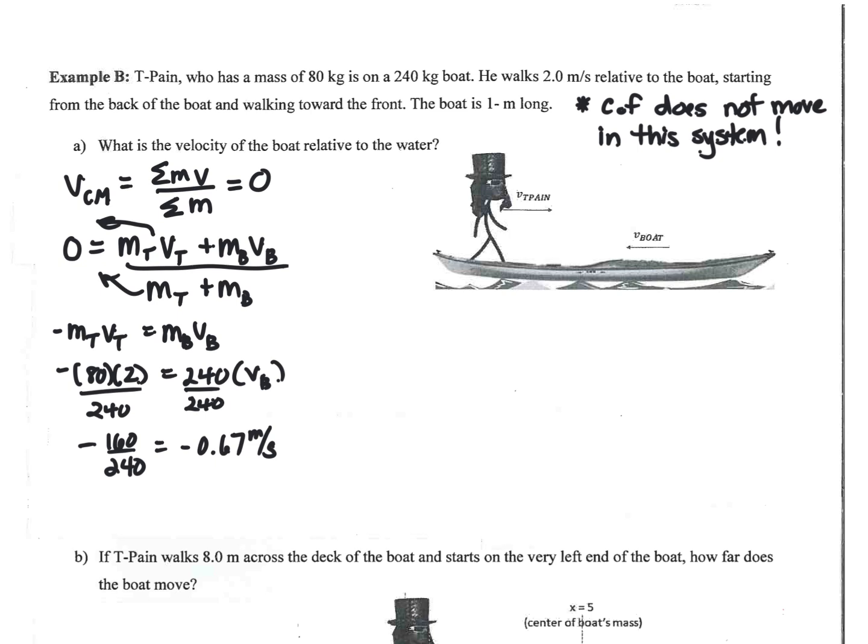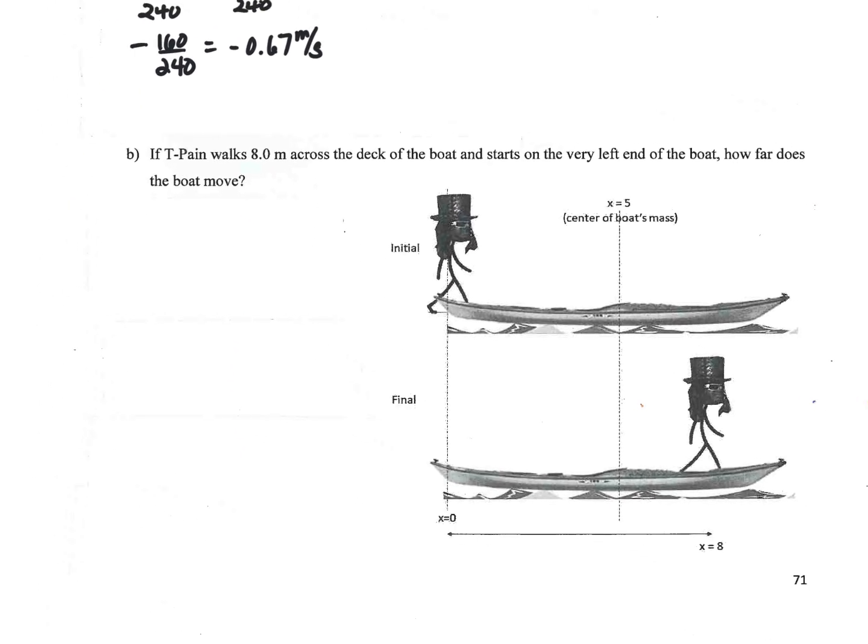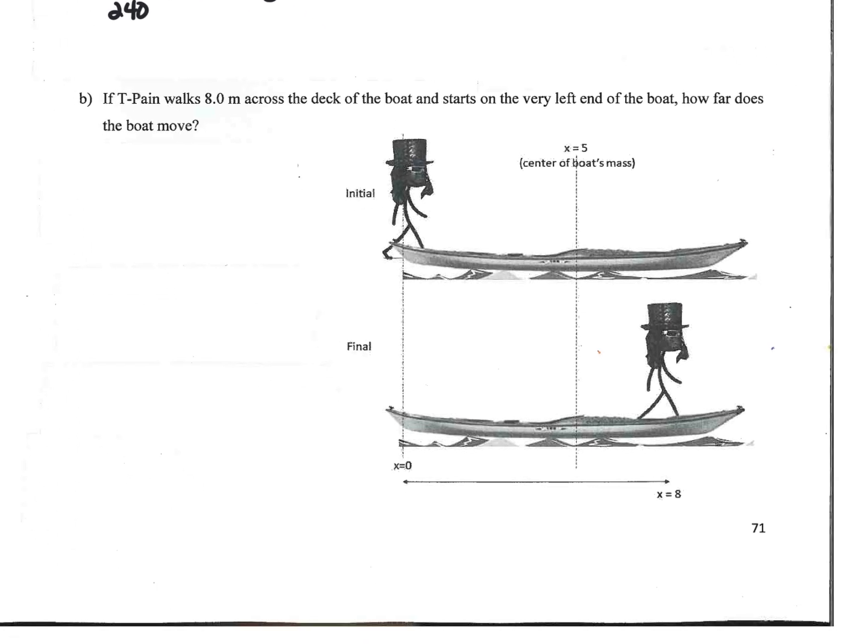It's going to move slowly. He'll move more quickly, the boat will move more slowly. Why? Think about it. The boat weighs more, so the boat will move more slowly, and he's going to move faster. So now, if T-Pain walks 8 meters across the deck of the boat and starts on the very left end of the boat, how far does the boat move?